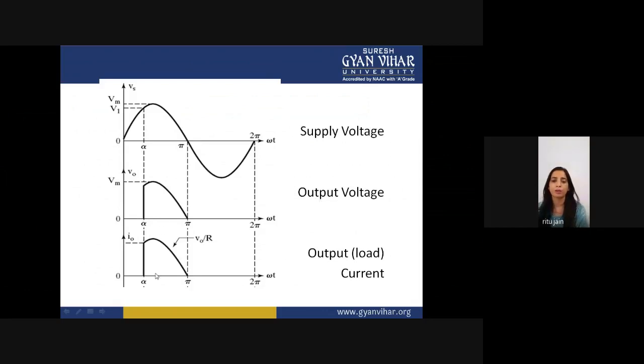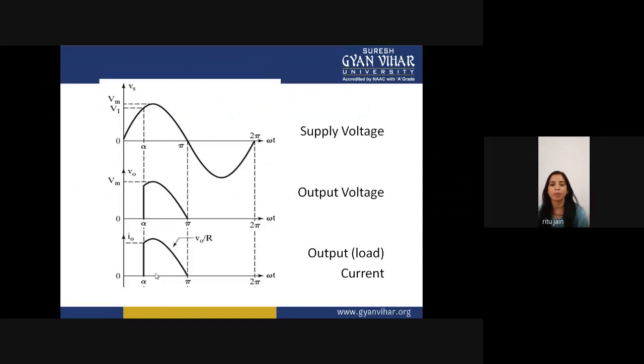Now the third waveform is your output current. The output current is the current you are getting in the output, and it depends upon how long your SCR is conducting. In this waveform, when the thyristor is triggered at point alpha, it will conduct from alpha to pi. It will not conduct before alpha, and it will not conduct at pi.